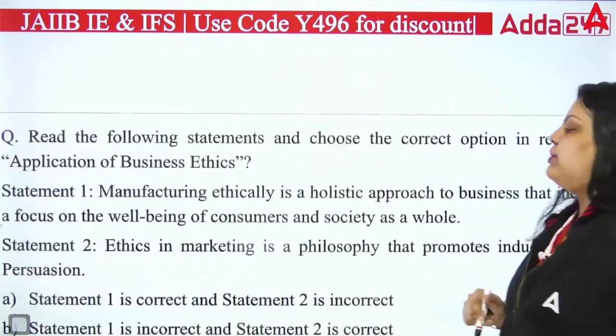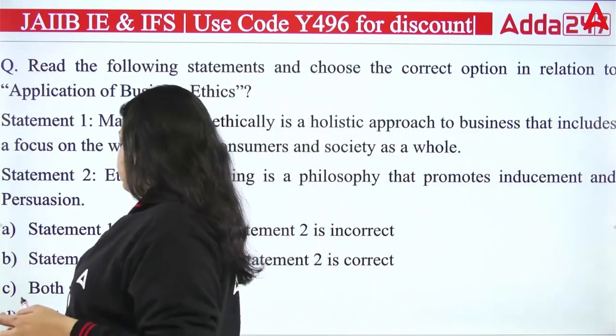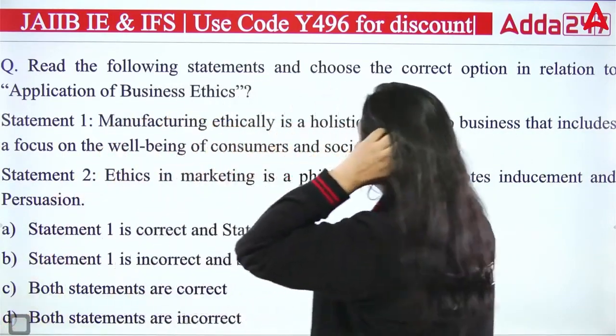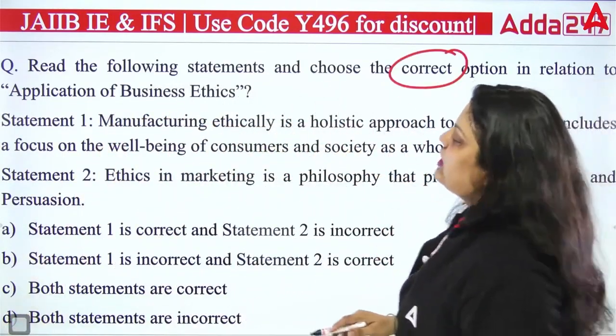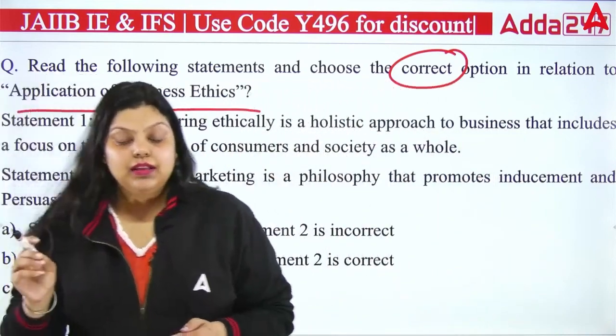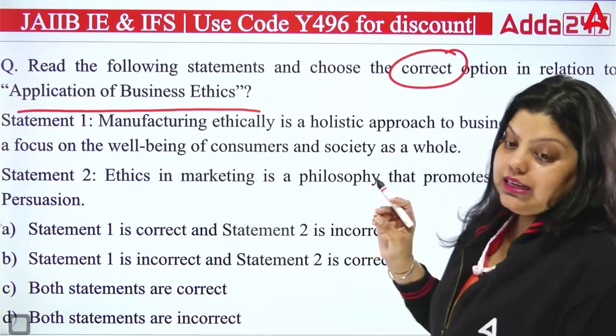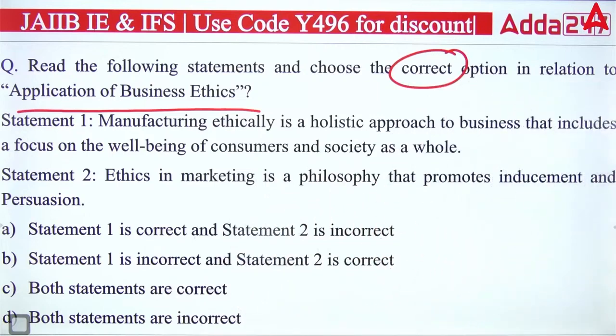The second question is from your Module D. Read the following statements and choose the correct option in relation to the application of business ethics. The first statement says that manufacturing ethically is a holistic approach to business that includes a focus on the well-being of consumers and society as a whole.